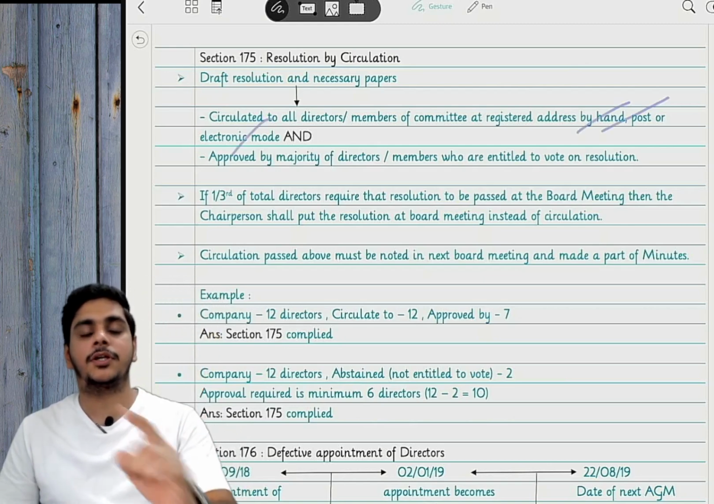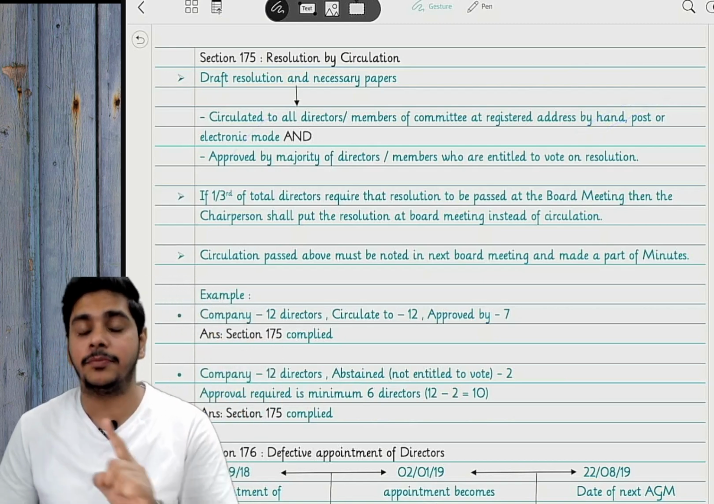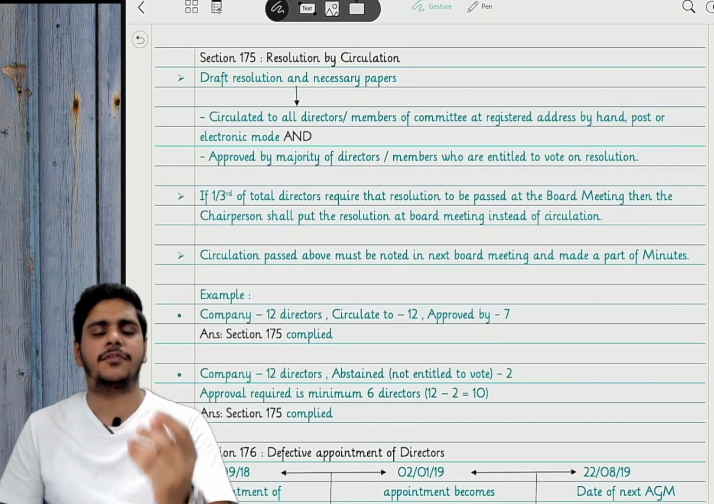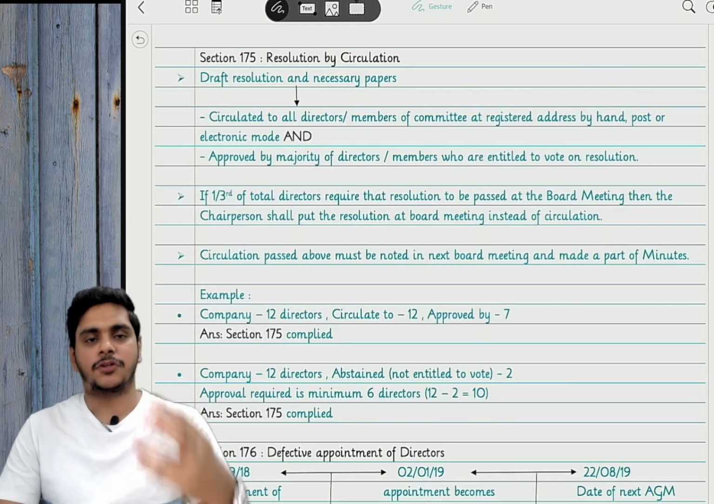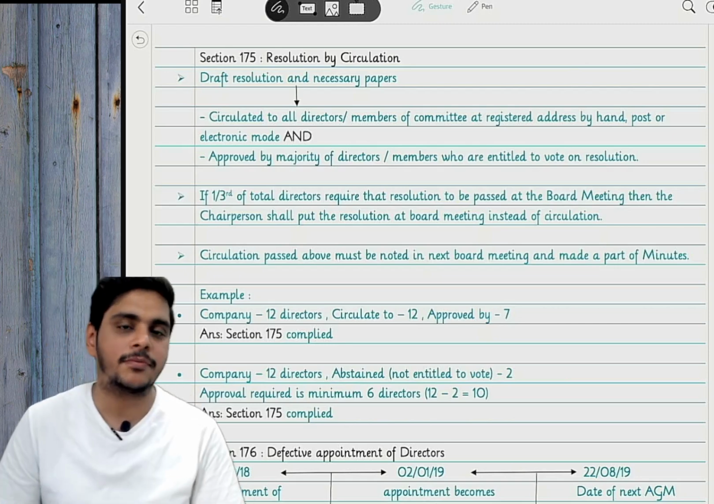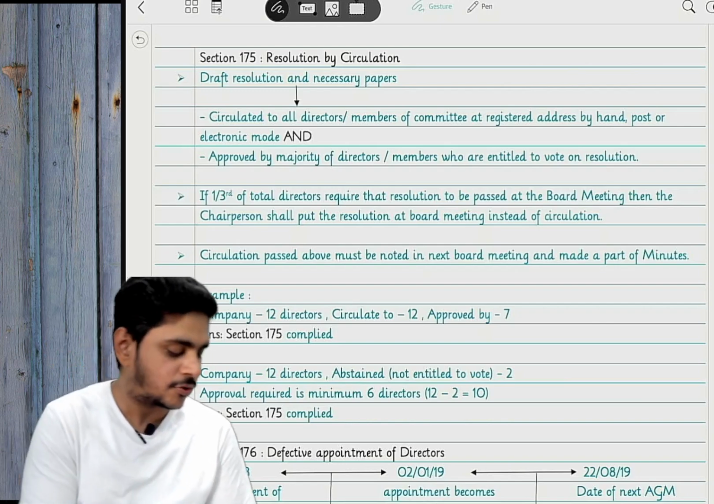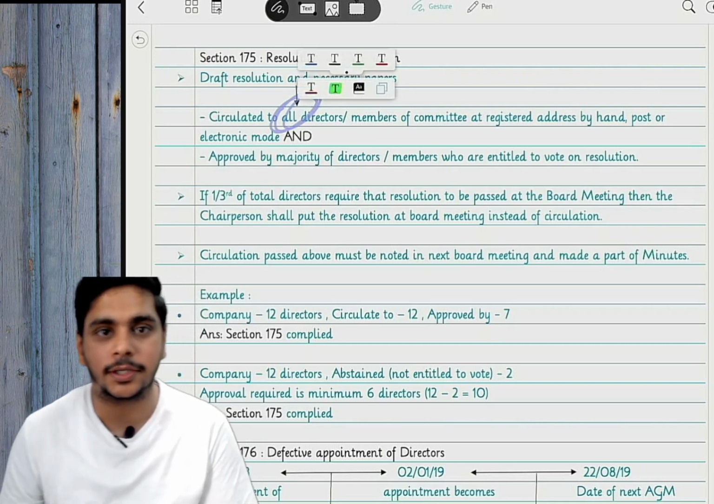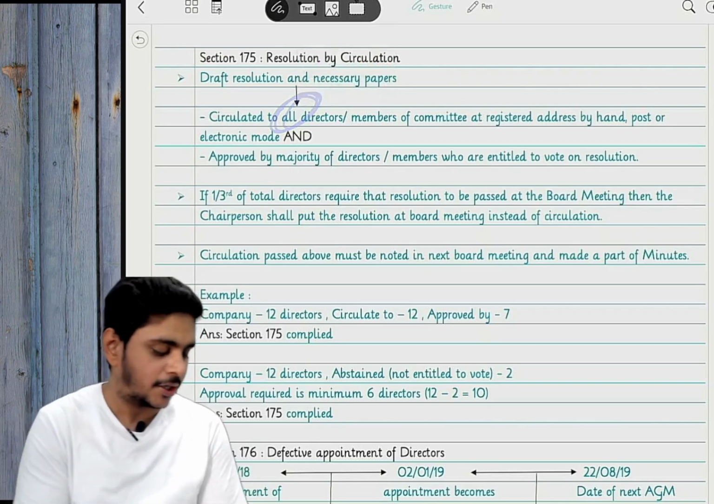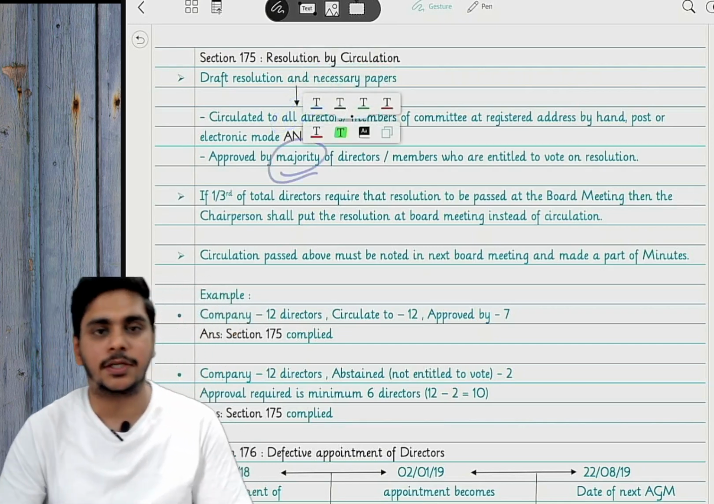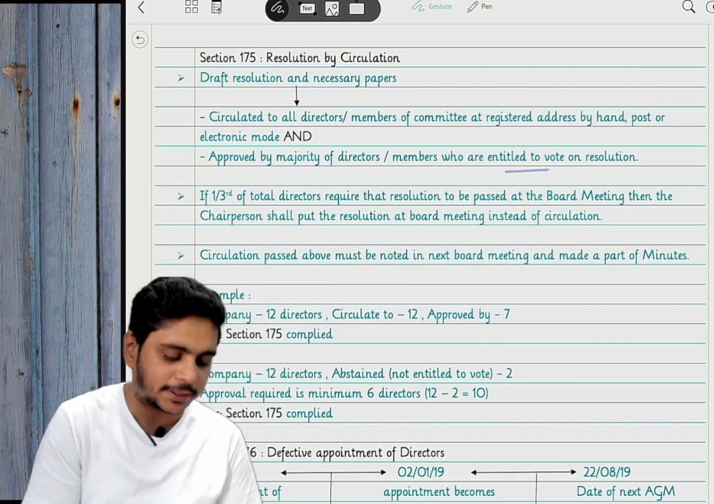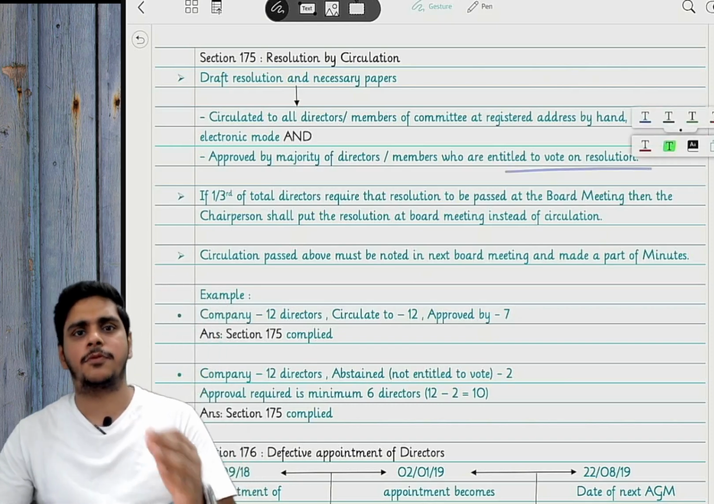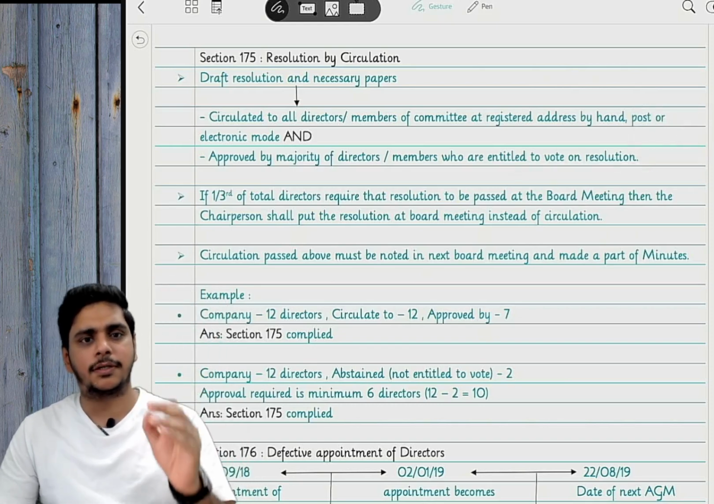So it should be circulated to all the directors, all means all, or members of any committee. For example, if you're talking about the audit committee, you'll send it to all the members of the audit committee. If you're talking about the nomination remuneration committee, then all the members of the nomination remuneration committee. It should be approved by majority of directors or members who are entitled to vote on the resolution.